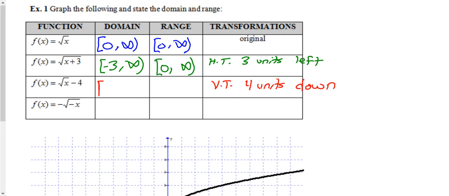So my range is going from 0 to infinity. Sorry, that's my domain is 0 to infinity. My range is from -4 going off to positive infinity.